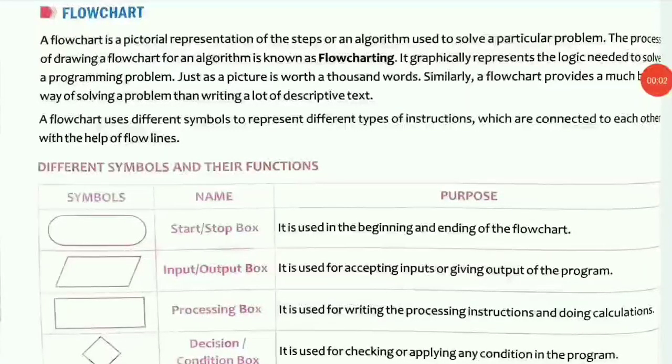Welcome back, children. We are doing lesson 4, that is algorithms and flowcharts. In the previous class I explained about algorithms, and now today I am going to explain flowcharts.